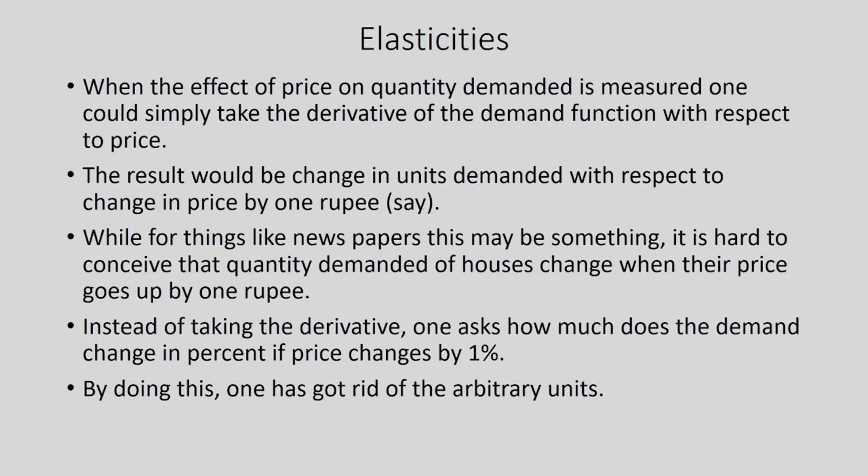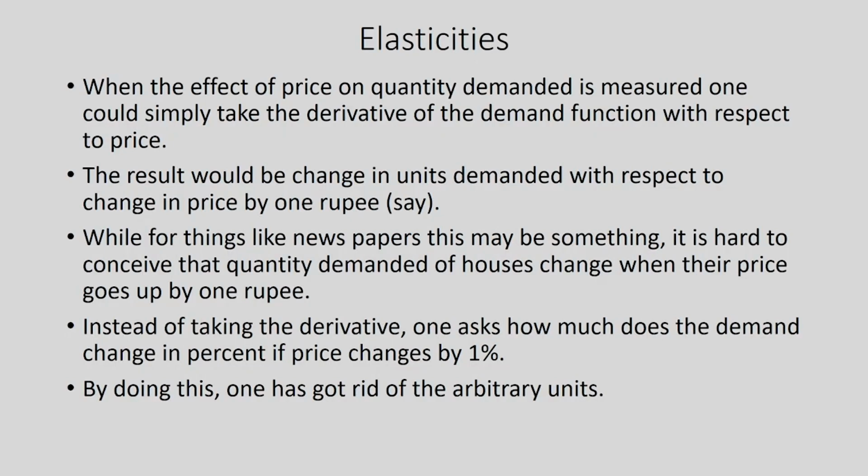So, the first thing that comes to mind is that you take the derivative, right? The derivative gives you the instantaneous change in the dependent variable with respect to change in the independent variable by 1 unit. Now, here if you take the derivative, the result would be the change in units demanded with respect to a change in price by 1 rupee. So, suppose you are talking about cars. If the price changes by 1 rupee, how much is the demand changing? How many more cars or how many fewer cars are people buying?